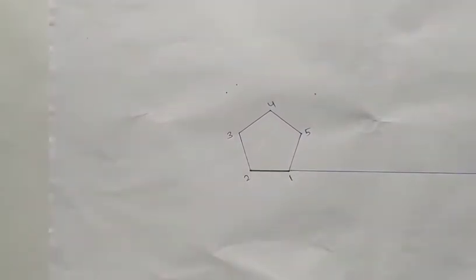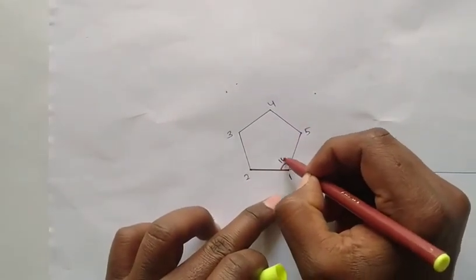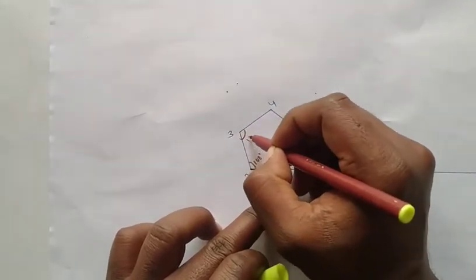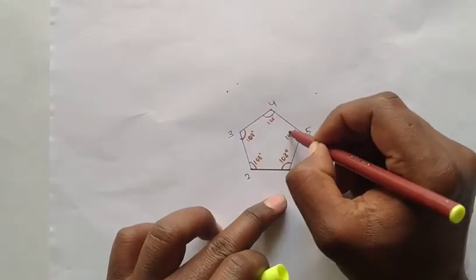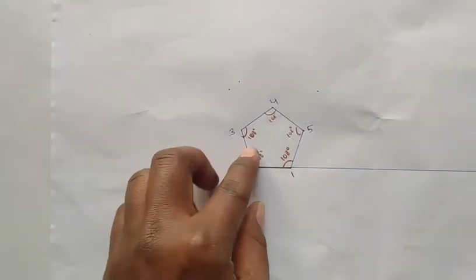A pentagon has 5 sides. The internal angle in a pentagon between every two sides is 108 degrees. Okay, a pentagon has 5 sides, and the internal angle between every two sides is 108 degrees.